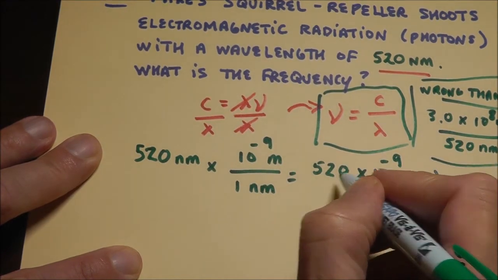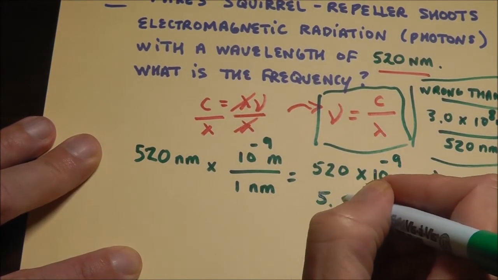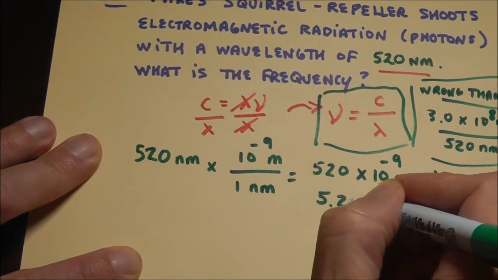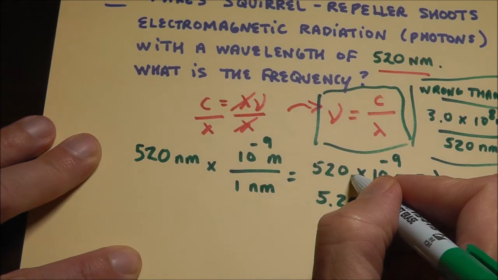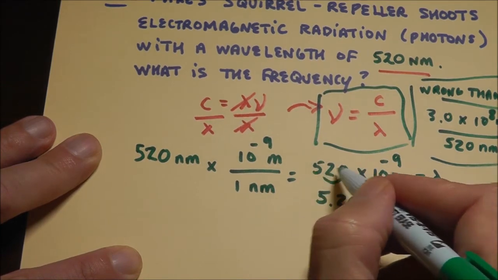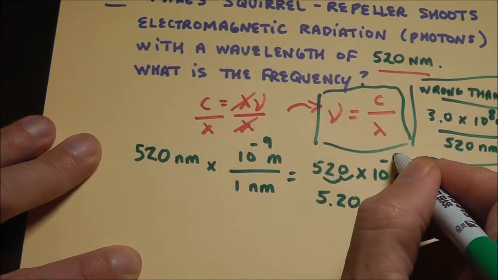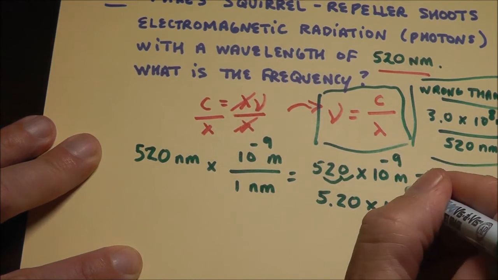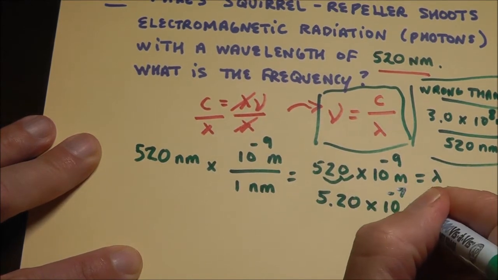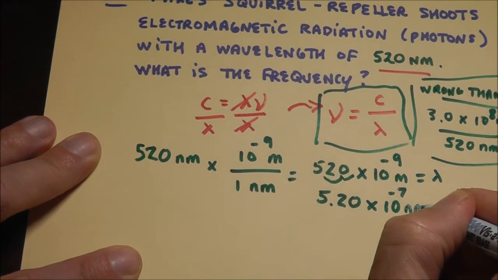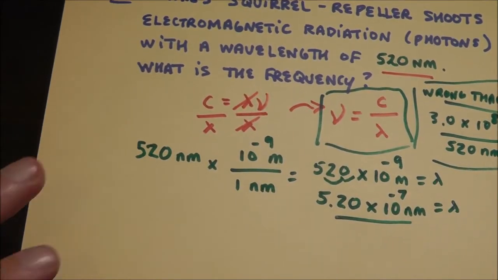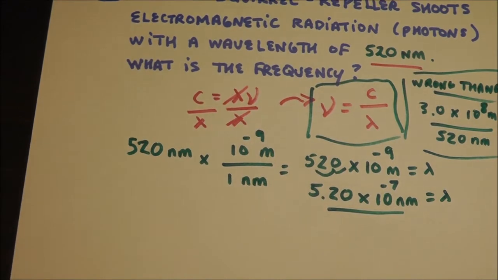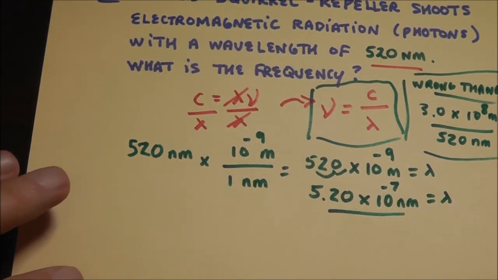Okay, let's make this a proper use of scientific notation. 5.20 times 10 to the, well, I got to move the decimal point twice to make that number smaller. Got to make that number 10 to the 2 bigger. Or you could just do it on your calculator. That is the wavelength in meters. Now we're going to plug it into the equation like we wanted to.